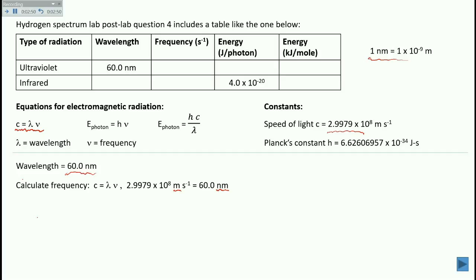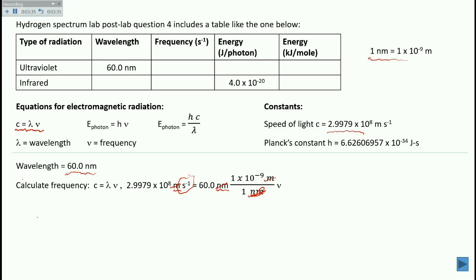So I'll put the meters side of the equation on top, 1 times 10 to the minus 9 meters, and on the bottom will be the nanometers. And we'll see that the nanometers here cancels the nanometers there. Notice too that meters on this side of the equation cancels meters on that side of the equation. So the only units I have left are the units of frequency that I want, seconds to the minus 1. Now it's just some algebra to solve for nu. I would take the left side of the equation, divide both sides by 60, divide both sides by 1 times 10 to the minus 9 meters, and I'll be left with the frequency nu.